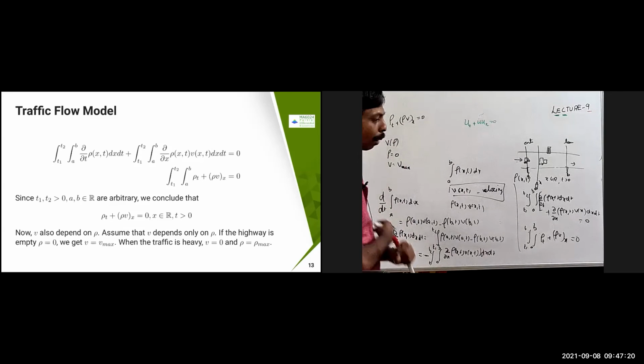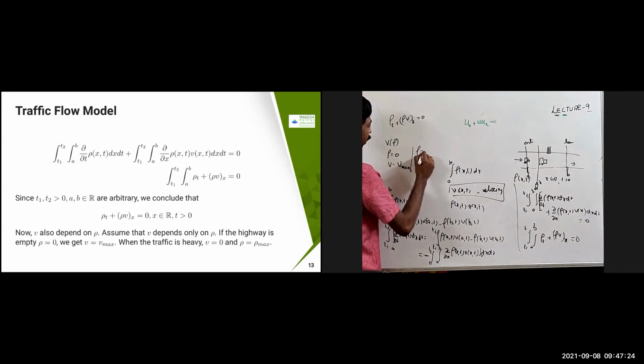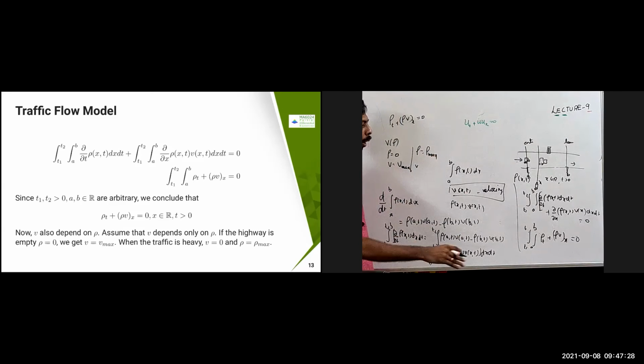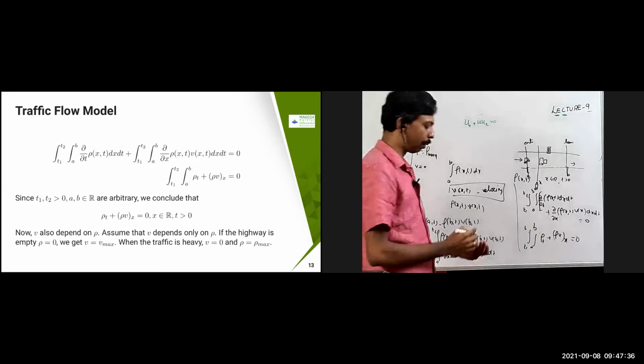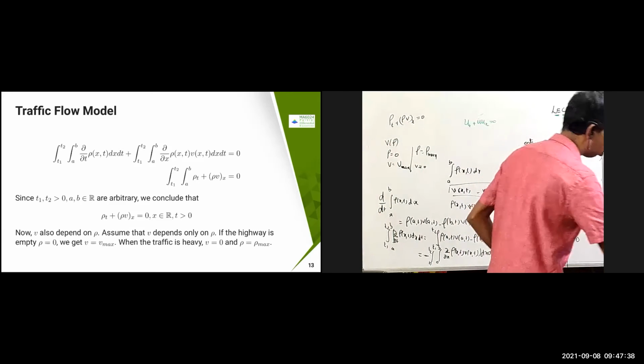Suppose the traffic is completely heavy, rho equal to rho max. In that case, you can't move the car at all because the density is completely high. You have to stop your car and stay idle. So that means V equal to 0. So rho equal to rho max means V equal to 0.